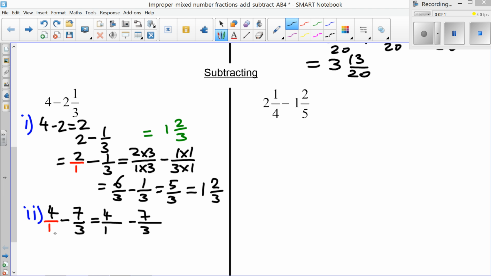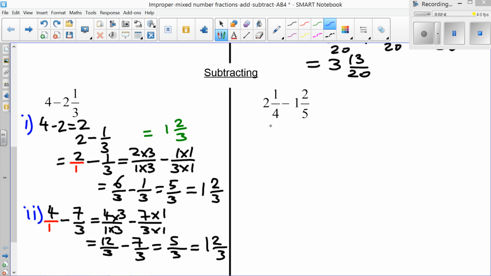I multiply the 1 by the 3, so 1 times 3. Do the same with the 4. Multiply the 3 by 1, do the same with the 7. So that gives me 4 times 3 is 12 over 3 minus 7 over 3. Same denominator, I can subtract the numerators. 12 minus 7 is 5 over the common denominator of 3. Again, that's 1 and 2/3.